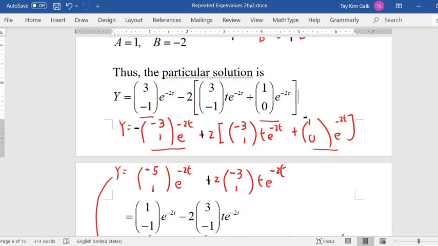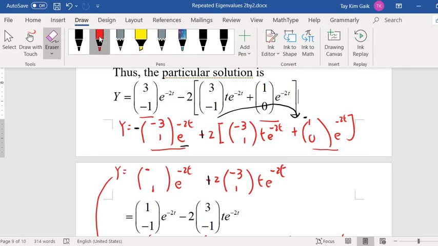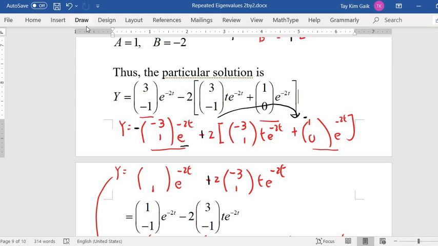So first negative 3, so positive 3. So I collect this term: positive 3 exponent negative 2t term, 2 times negative 1. So this one is actually 1. Positive 3, 2 times negative 1, 3 minus 2 we have 1. So this term is correct, only the first term was wrong just now.